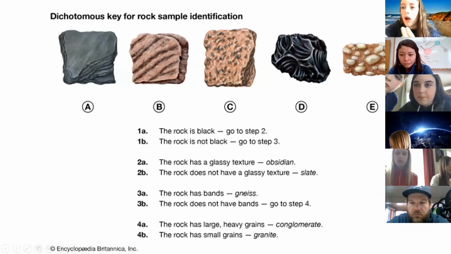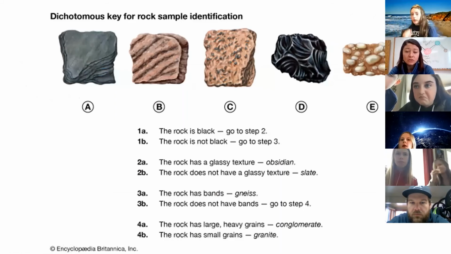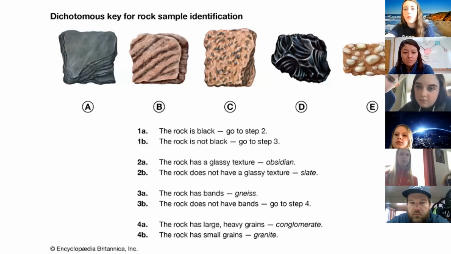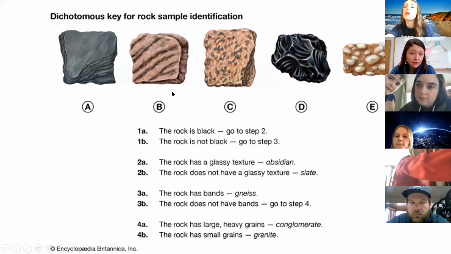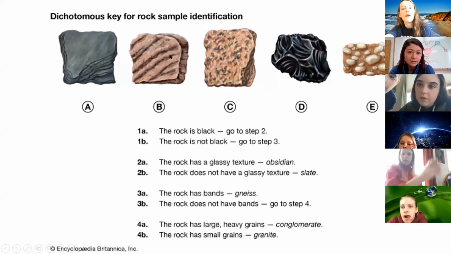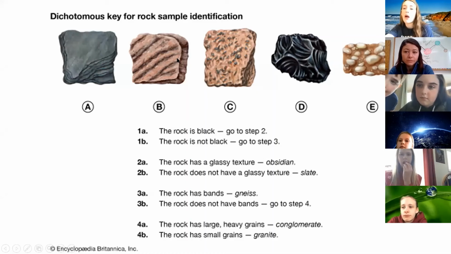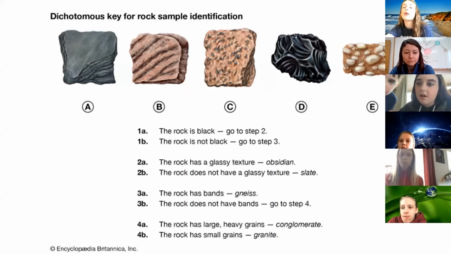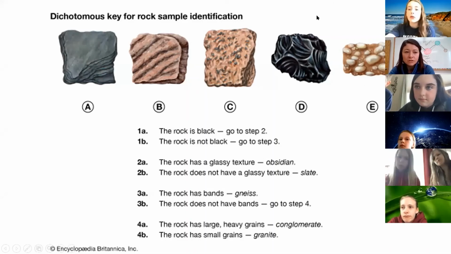So do we just pick one? Yeah, you could just pick one, and you could do it by yourself if you'd like, or if you're with someone, see if you can get the right answer. Where's step 3? It should be 4 steps. What are bands? Do you see B? Like bands across, so that's a band. Okay, I got granite. Conglomerate. Yeah, I picked E. You picked E, okay. Did anyone do A?